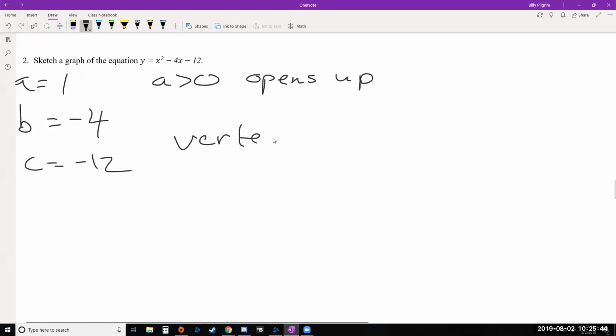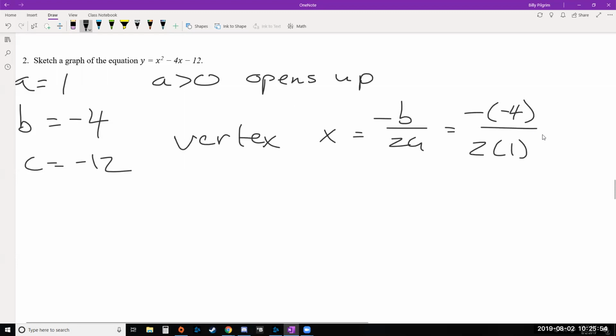For our vertex, we have x equals negative b over 2a. In this case, that'll be negative 4 over 2 times 1. Negative 4 is positive 4, over 2, that becomes 2.